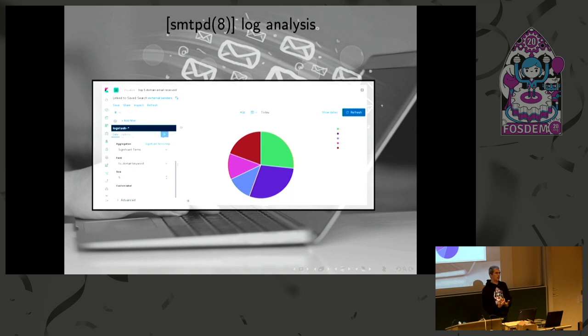So we can decide, for example, if there's a particular new spam campaign and a lot of messages hit the same rule that has a very low score, we can think about improving this score to block this campaign proactively.